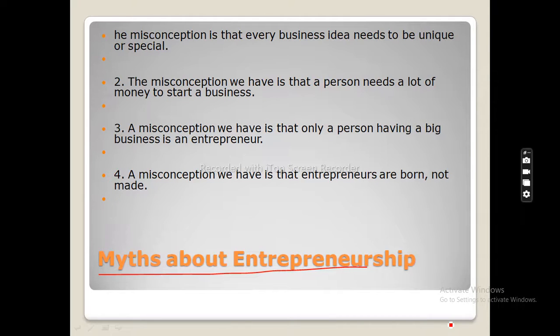So, I was teaching you what are the myths about an entrepreneur. The biggest misconception is that every business idea needs to be unique or special, and this is not the way. Sometimes we are running a business that we get from our parents or from our ancestors. The misconception we have is that a person needs to have a lot of money to start a business.